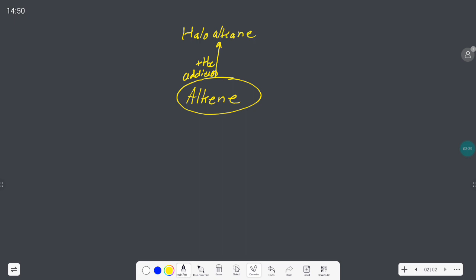Now, what is this type of reaction called? This type of reaction is known as hydro, which is for the hydrogen, and halogenation. So, to get a haloalkane, I will have something that will undergo hydrohalogenation. Because it's an alkene becoming a haloalkane, this is not going to be a haloalkene.